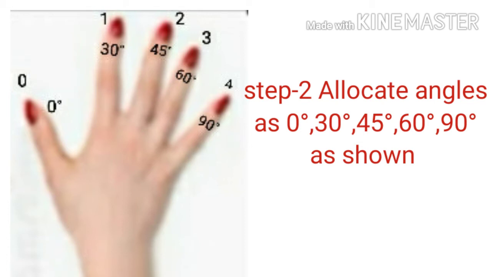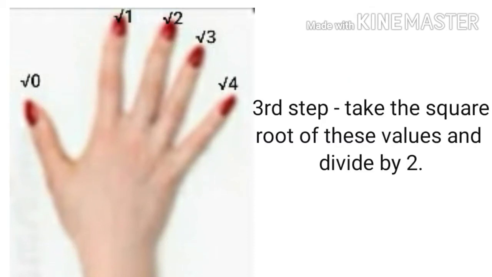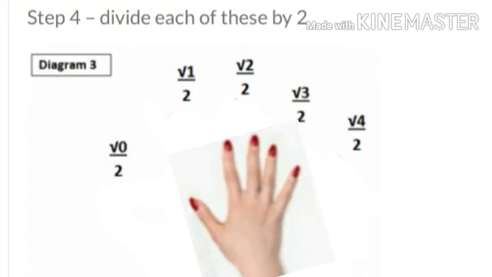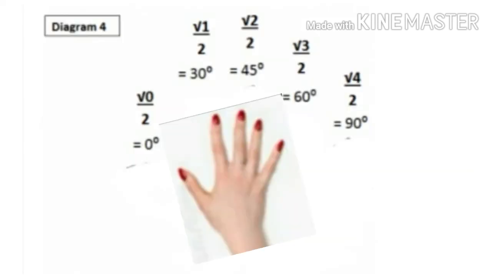Now see the third step, the only step we have to follow: you just have to take the square root of each of these values and divide it by 2. This is the only thing that you have to do. That means we have taken the thumb as 0. So for 0, you assign 0 degree.